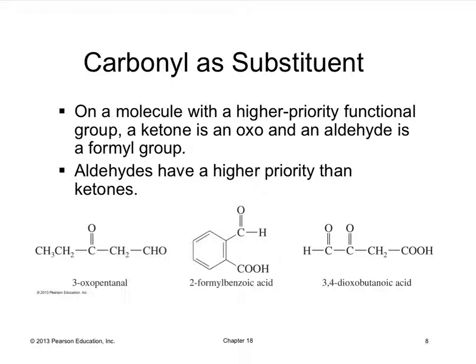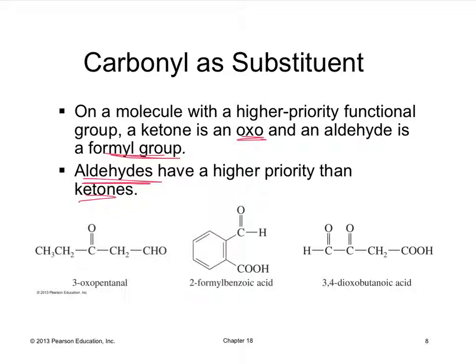In terms of a carbonyl as substituent, on a molecule with a high priority functional group, a ketone is an oxo and an aldehyde is a formyl group. That's important. Oxo and formyl. Aldehydes have higher priority than ketones, so aldehydes will be a priority over ketones.